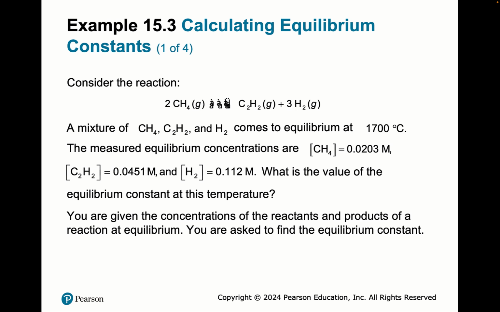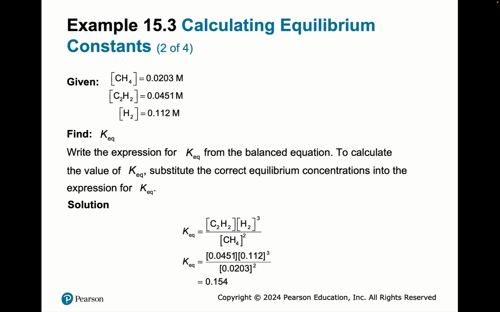So let's calculate some equilibrium constants. 2 methanes in equilibrium with acetylene and 3 hydrogens. So we have a mixture at a specific temperature, equilibrium concentrations. Our methane is 0.0203 molar, acetylene 0.0451 molar, and hydrogen 0.112 molar. What's the value of the equilibrium constant at this temperature?